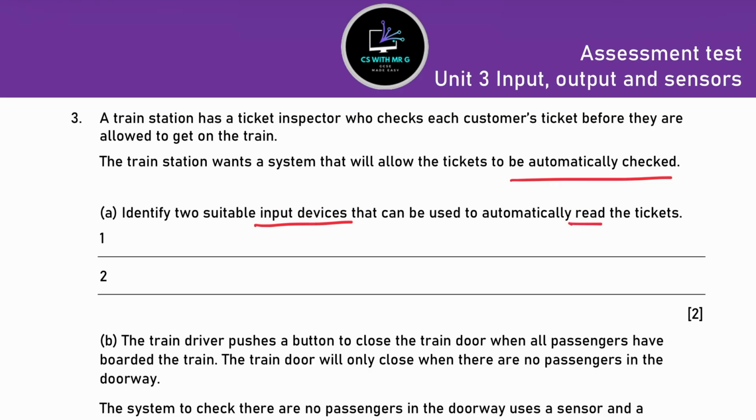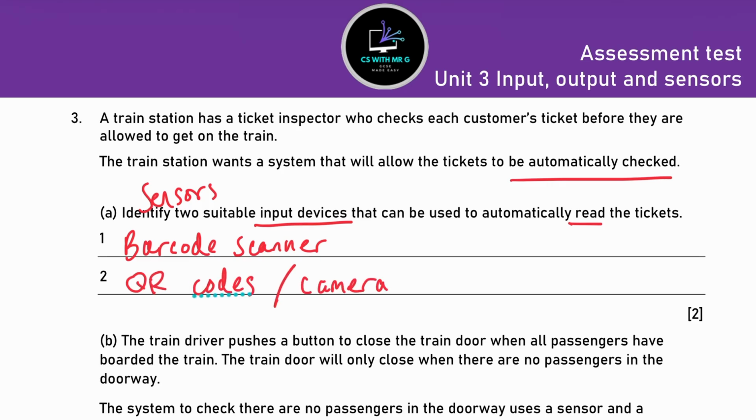So you should think back to the sensors and what kind of sensor could read a ticket. Well, if you think of any train station or even an airport, you know that we have a barcode scanner, or more recently, we now have QR codes, which are read by a camera. So these are the 2 input devices that could read the information from a ticket.